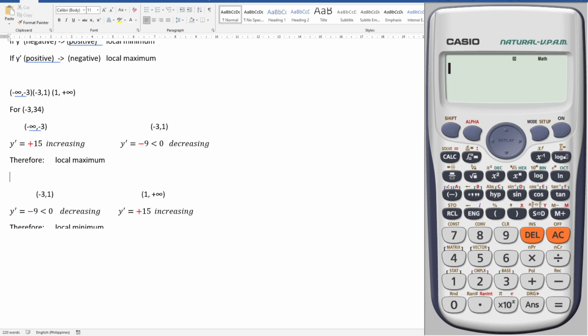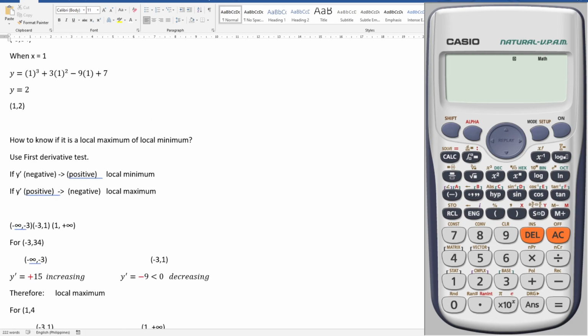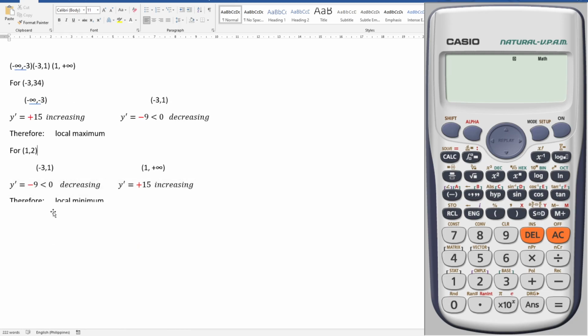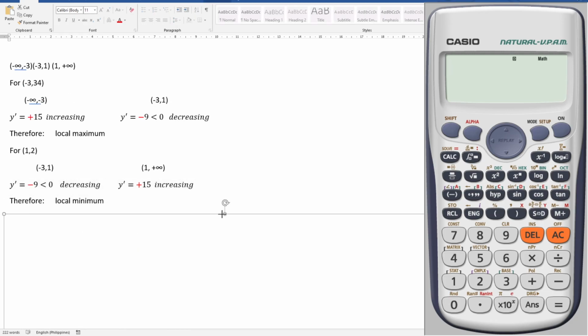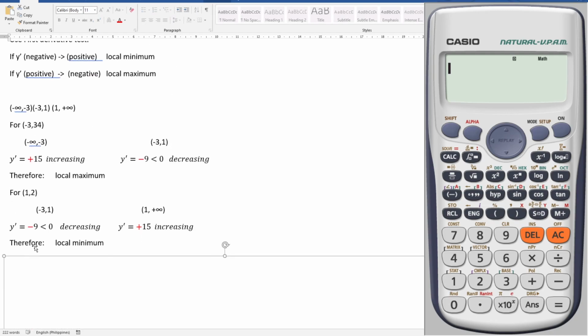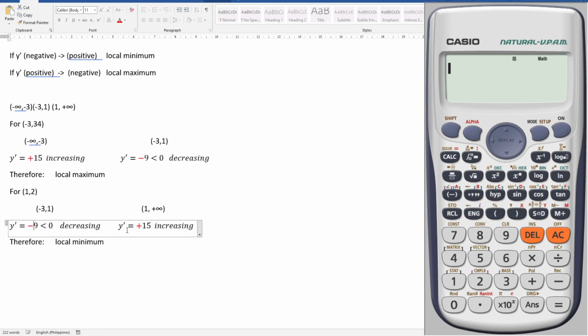Another is for 1 to 4. It is in between these two intervals. Using the first derivative in these intervals, we have negative 9 and then positive 15. So from negative to positive, therefore, it is a local minimum.